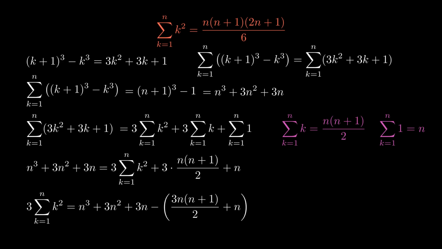Now we isolate the term we're interested in, the sum of k squared. Finally, simplifying this expression gives us the formula we set out to prove. This identity is not only elegant, but also incredibly useful in both math competitions and computer science.